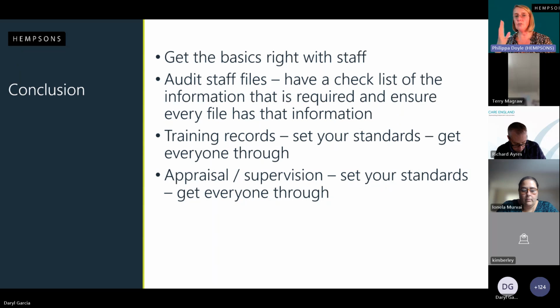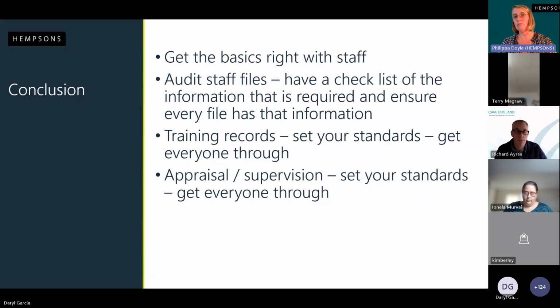Go through your training records, set your standards, make sure that they're at the right level, get everybody through that training. And the same with appraisal and supervision. You set your standards, you need to make sure that you get everybody through it. If you don't, you've only got yourselves to blame when CQC mark you down in relation to that. So it is a little bit of a quick win, because there are things that should be really straightforward and that you should be able to deliver against.